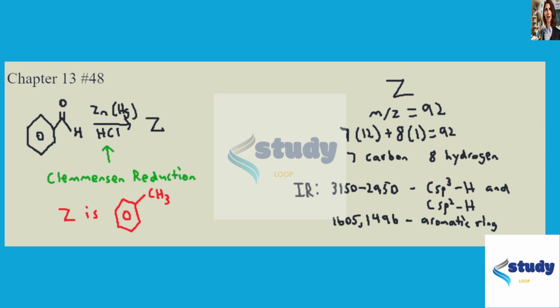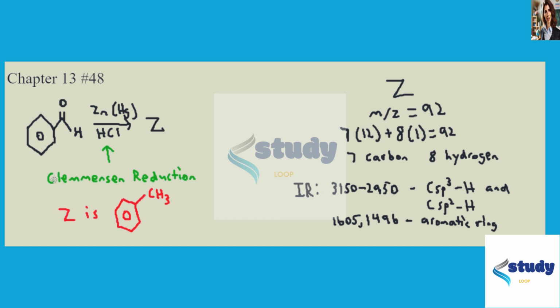And so this problem is asking us to treat benzaldehyde with zinc and mercury amalgam in hydrochloric acid. And we're given several pieces of spectroscopic evidence and asked to try to determine the product of that reaction. And so there are really two ways to approach this problem.